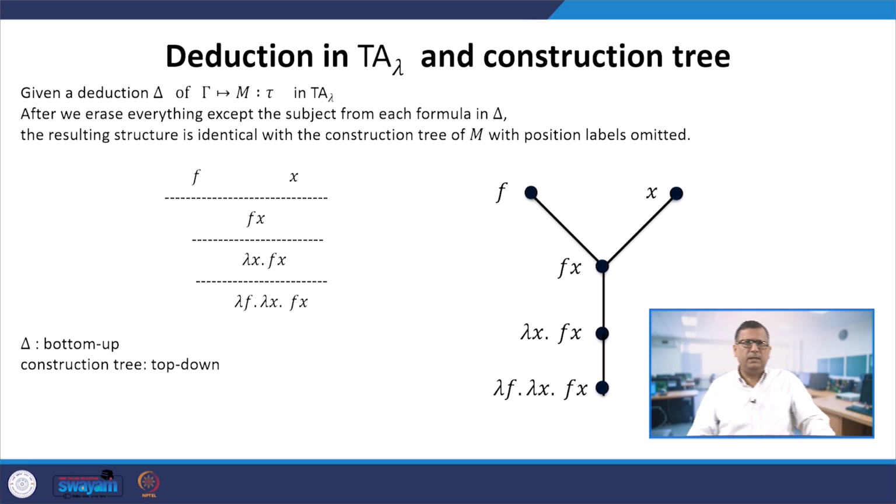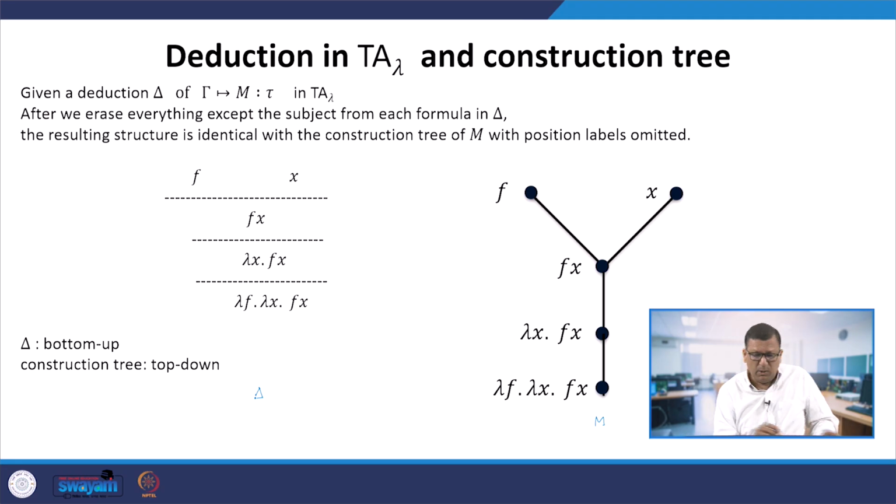Now we can see the relationship between the structure of this deduction in TL lambda and the construction tree of m. On the right hand side, this is the construction tree of m, and this is the delta that we have obtained. That means what we have done is, from the deduction we have kept only the subject and erased the context and the type from each formula. And in this construction tree we have omitted the position labels.